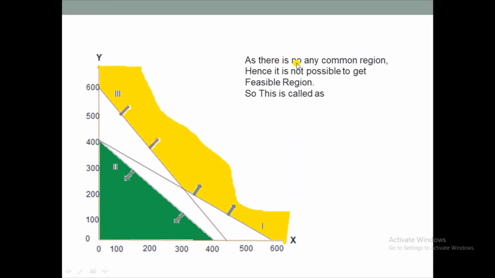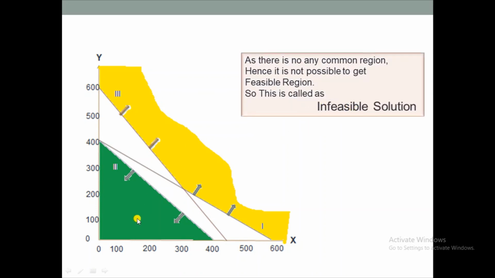So I have written here, as there is no common region, hence it is not possible to get a feasible region, because the common region itself is called a feasible region. So this is called an infeasible solution, because we get the solution from corner points of the feasible region, but here the feasible region is not available. No common region means no feasible region. No feasible region means no coordinate points, and that means the solution is infeasible. So this is one type of linear programming problem. It can be because of the constraints. Constraints are of different types, which are not giving the required solution.